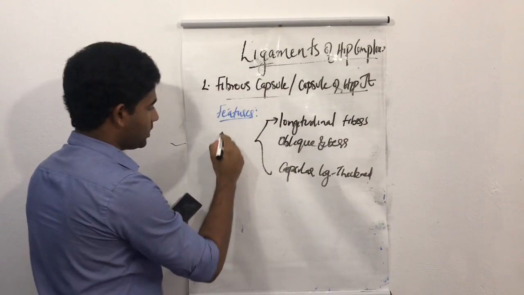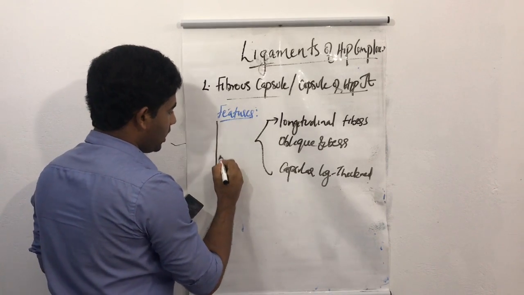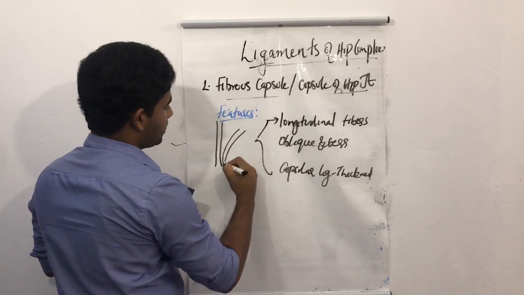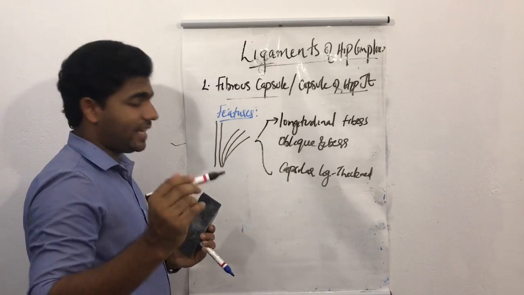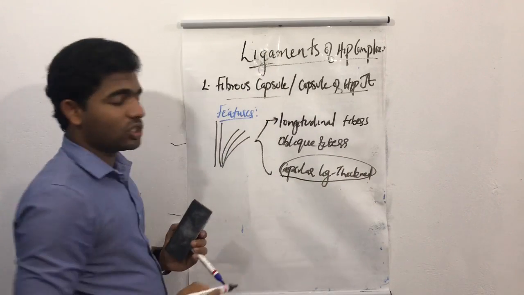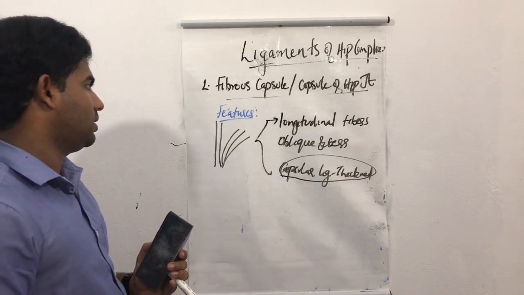Longitudinal fibers means these are the fibers that run longitudinally. Oblique fibers means there are some fibers that run obliquely. And like any other joint capsule, there are some capsular ligaments which reinforce the capsule.